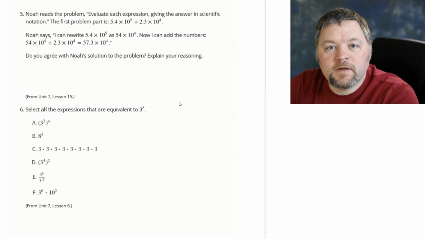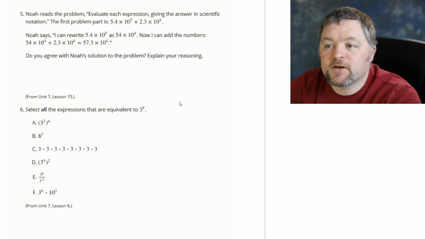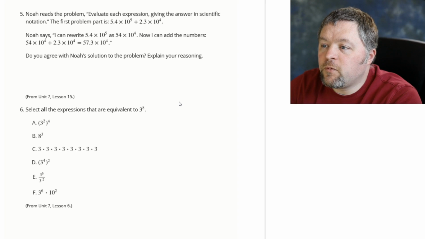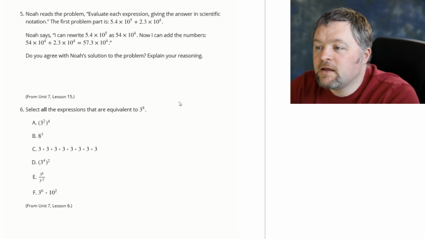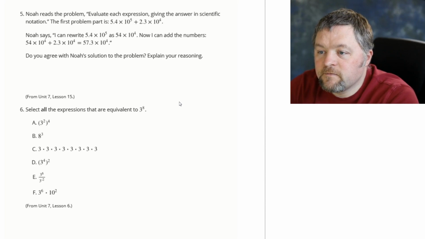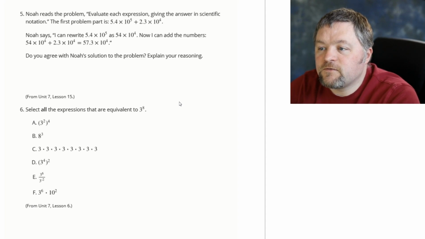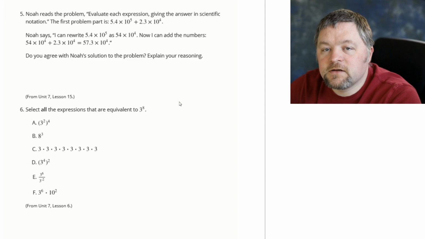Our next problem: Noah reads the problem, evaluate each expression, giving the answer in scientific notation. The first part is 5.4 times 10 to the 5 plus 2.3 times 10 to the 4. Noah says, I can rewrite 5.4 times 10 to the power of 5 as 54 times 10 to the power of 4. Now I can add the numbers. 54 times 10 to the 4 plus 2.3 times 10 to the 4 equals 57.3 times 10 to the 4. Do you agree with Noah's solution? Explain your reasoning.